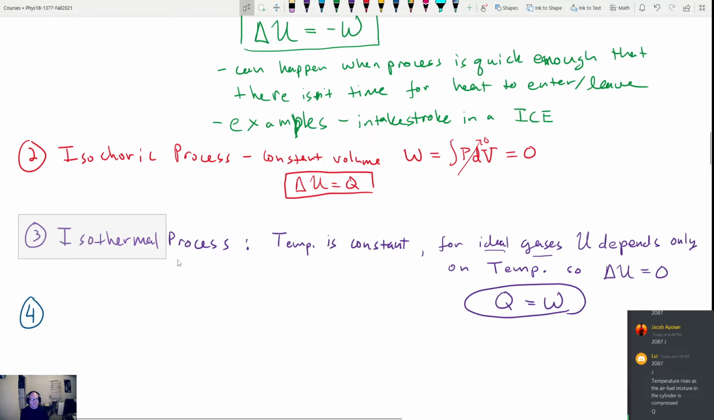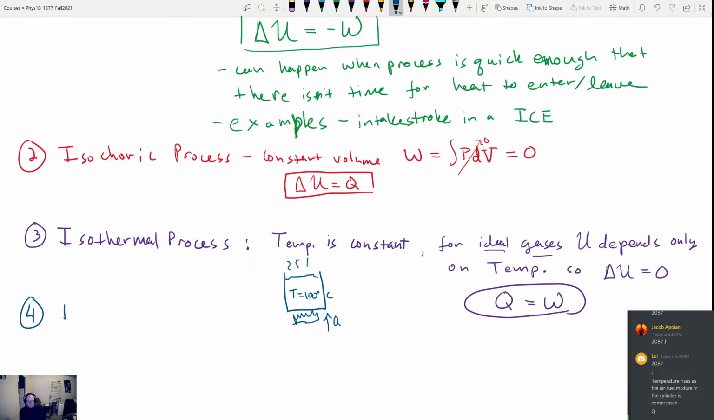For isothermal processes, I think this is one where I can think of an example of this. Boiling water on a stove is an example of this. So if you have water on a stove and you're boiling the water, right? And you're constantly adding heat at the bottom. So heat comes in, right? And the temperature is always going to be equal to 100 degrees until you boil everything off. So that's an example of an isothermal process where the temperature of the water is constant.